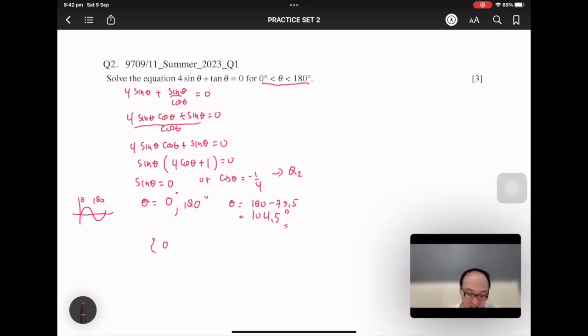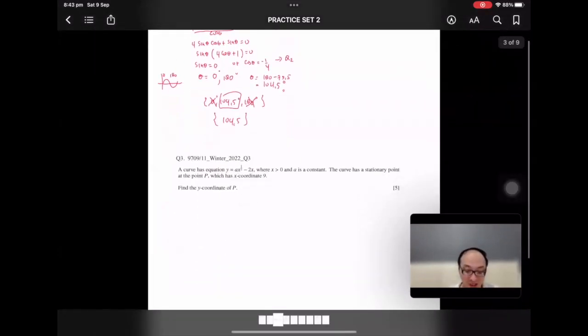So there are three answers. The answers are 0, 104.5, and 180 degrees. But we see here it's not inclusive. So the answer should be only the middle one. So the answer should be only 104.5. So the 0 is ignored. That's it for number 3.